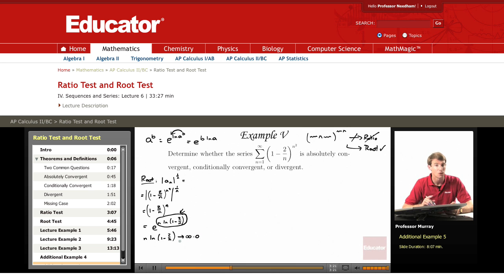What you can do is write it as natural log of 1 minus 2 over n, divided by 1 over n. Now the numerator is still going to 0, and 1 over n is now going to 0. That's 0 over 0, and that's a situation where you can use L'Hopital's rule. So we're going to invoke L'Hopital's rule here.